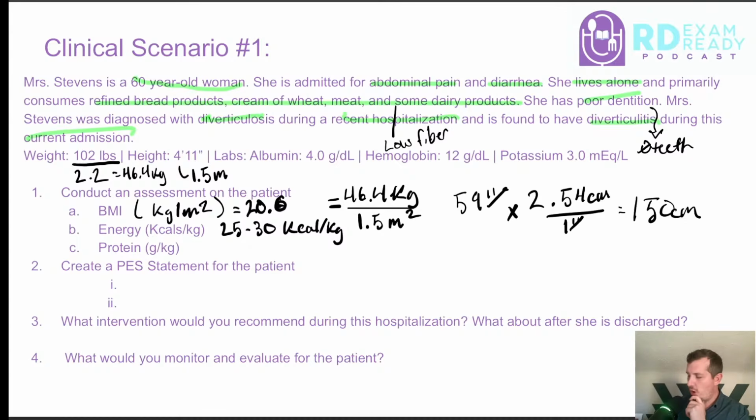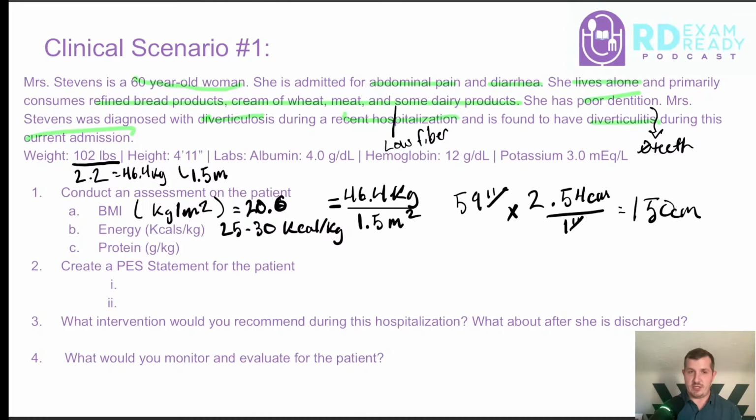This can be a little harder. Feel free to drop in the chat what you think would be your best fit. I would start by asking, would it be 0.8 grams per kilogram? I think that would be too low for Mrs. Stevens here. 0.8 is what we use for the standard healthy adult, and that would feel a little low just because she does have some inflammation.